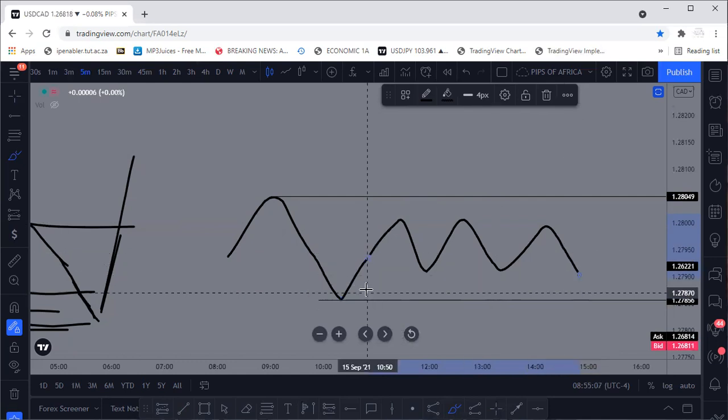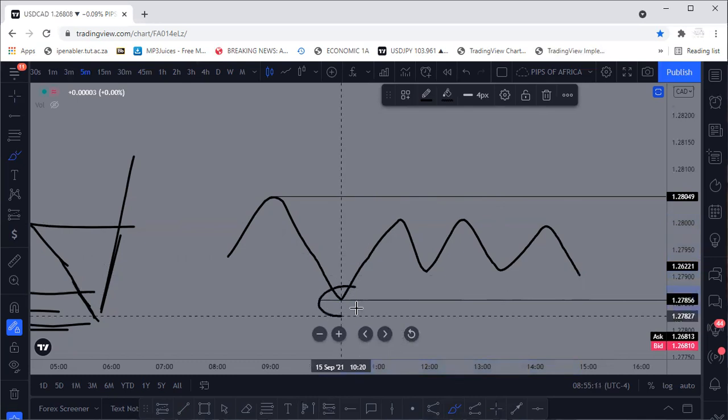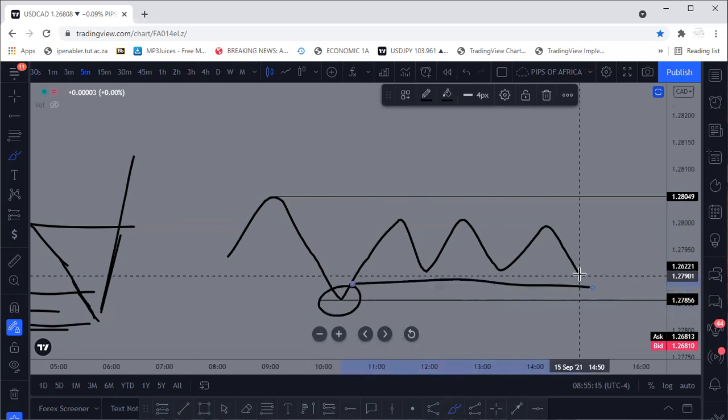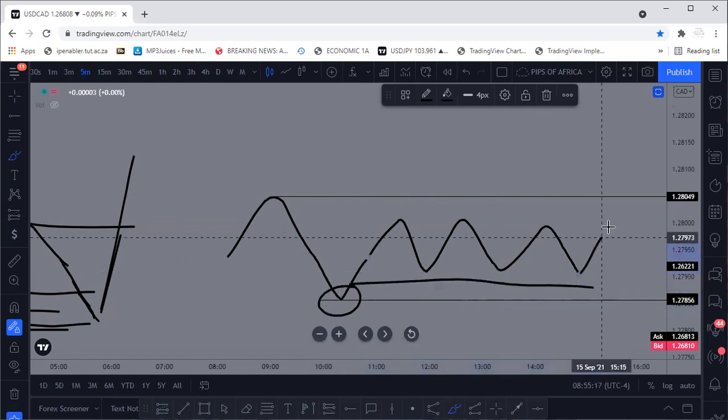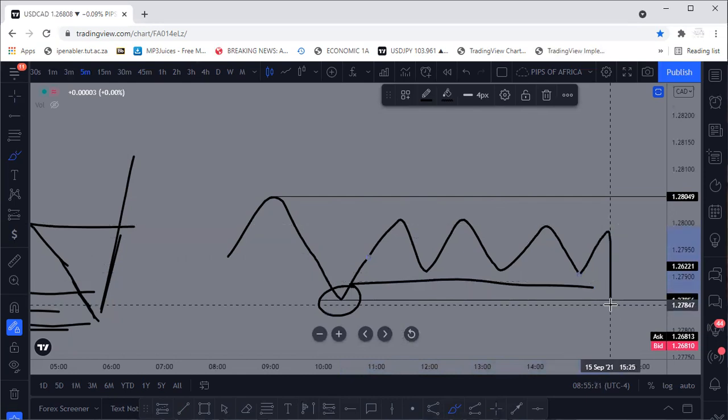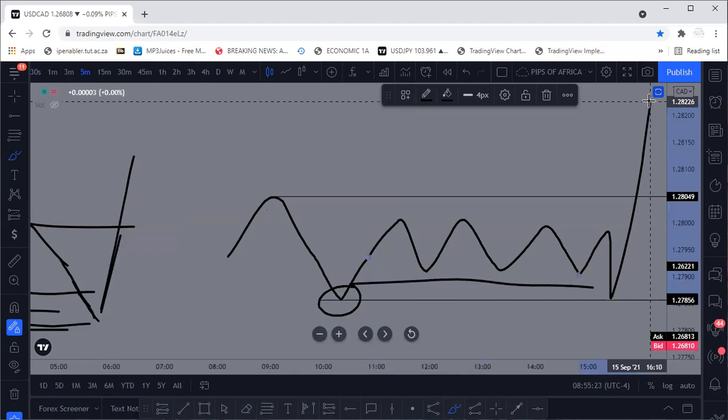You must go back here and check if there is a bullish order block here. You mark it up. When the London or New York session kickstarts, the market will shoot to the downside, mitigating this order block and then shoot to the upside. This is what is going to happen.